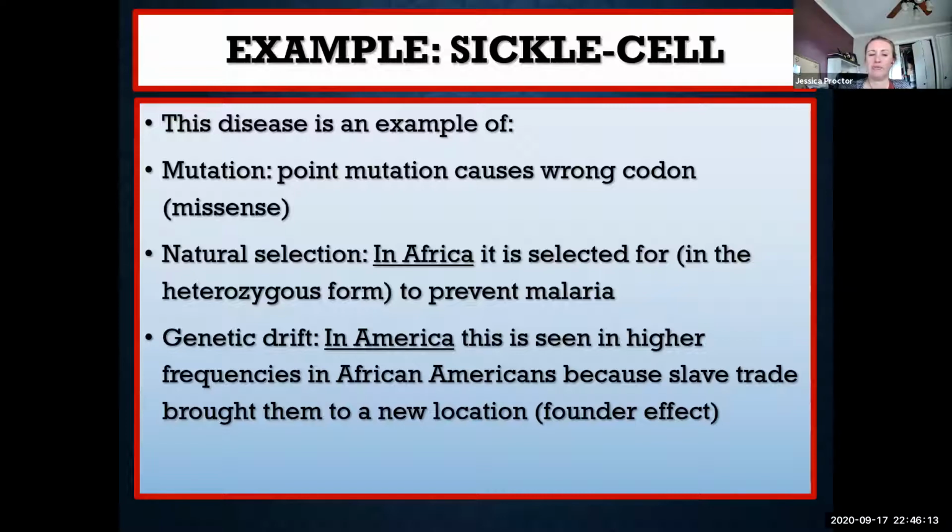It can also be an example of genetic drift, because in America this is seen in higher frequencies in African Americans because of the slave trade. They were brought to a new location, so that's essentially an example of the founder effect.